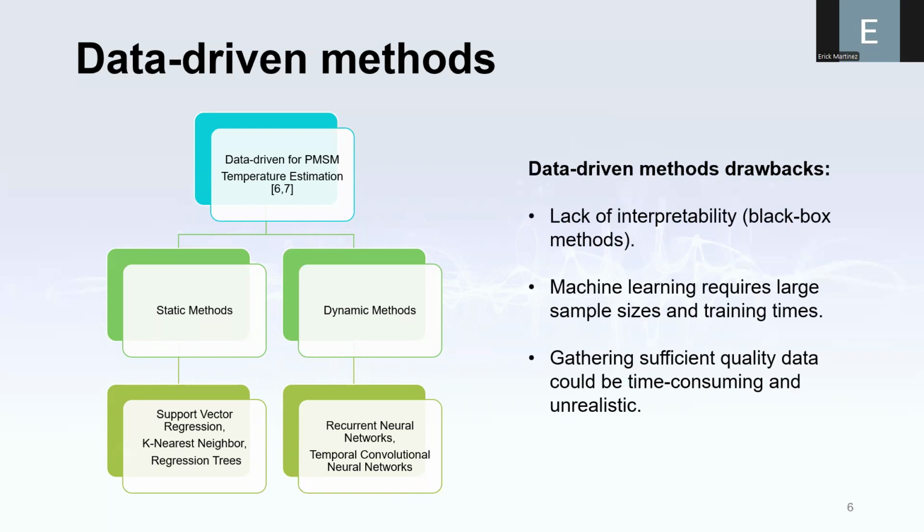There is a problem with data-driven methods. First is a lack of interpretability, since they behave as black box methods. Also, machine learning requires large sample sizes and training times. And on the other hand, gathering sufficient quality data could be time-consuming and unrealistic. Okay, as we can see, the literature has already tackled with a vast plethora of methods the problem of temperature estimation in permanent magnet synchronous machines. The problem here, in particular in the case of data-driven methods, is that we have a lack of interpretability. We need many data to estimate these techniques, and also gathering sufficient quality data could be time-consuming and unrealistic.